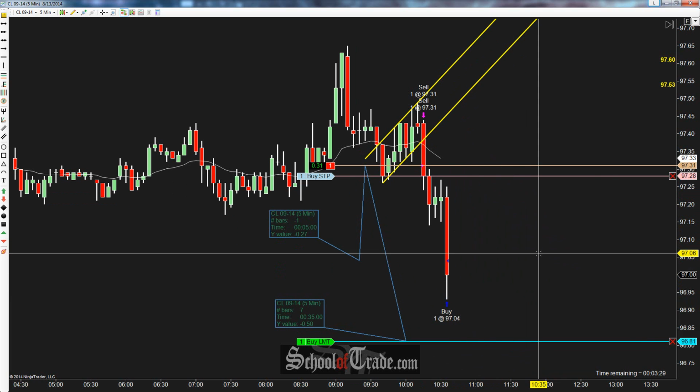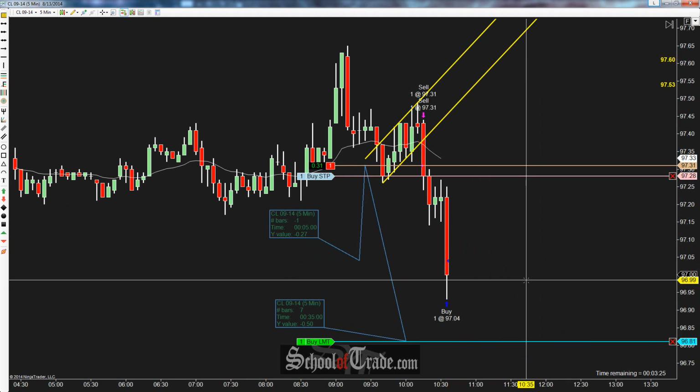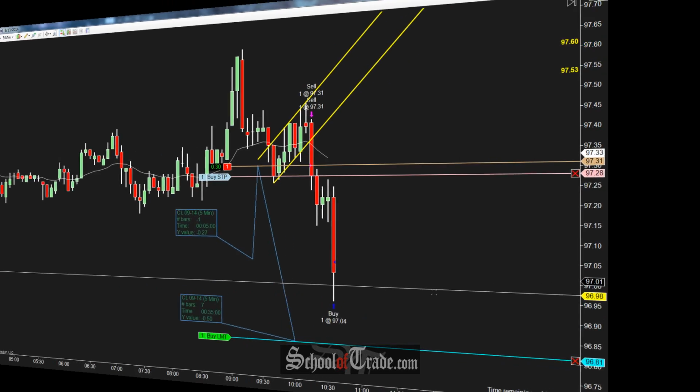So got the first target filled at plus 27. Our stop is locked in a couple ticks past entry, looking for a 50 tick final target. So we'll be back in a little bit.